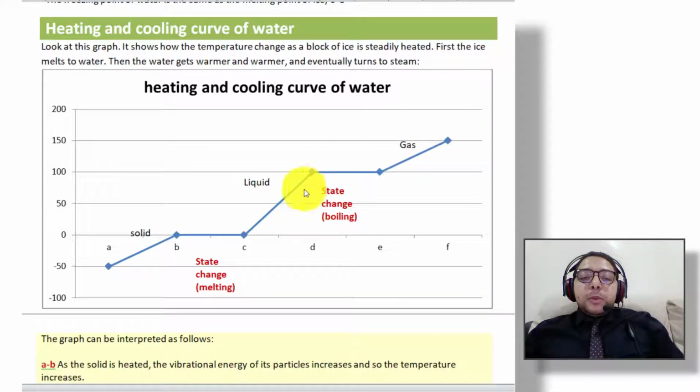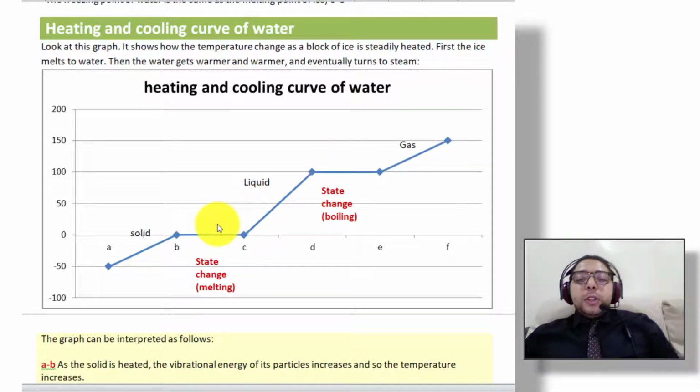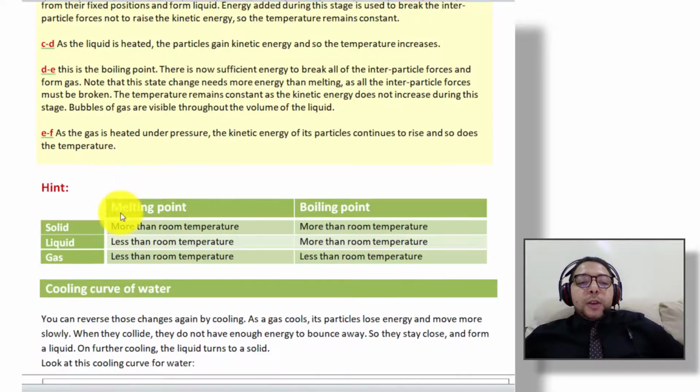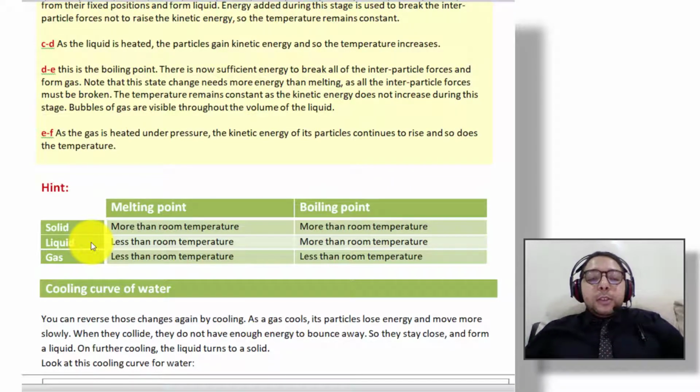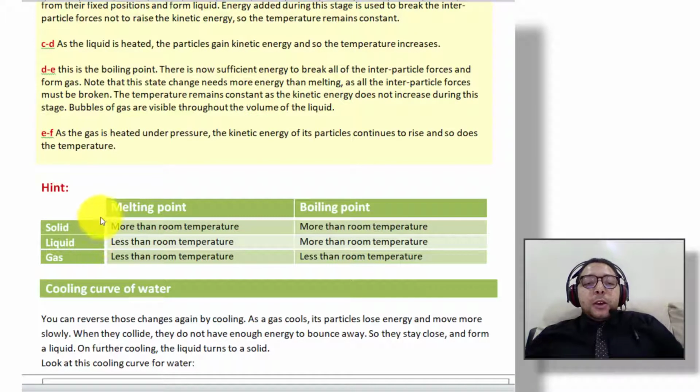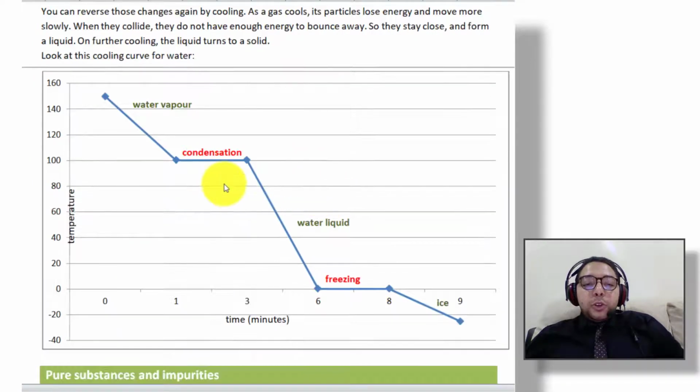And then we have spoken about the differences between the temperatures at different parts of the heating curve. And then we have spoken about the melting point and boiling point. And then we have discussed how the substance can be solid, liquid and gas at room temperature when it comes to melting point and boiling point. And then we have reviewed the cooling curve.